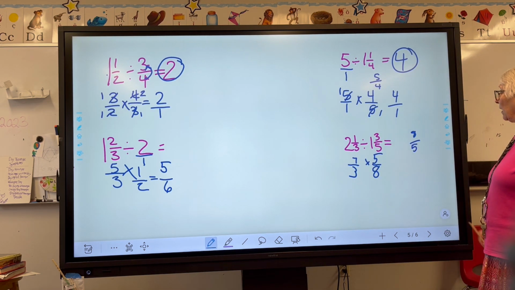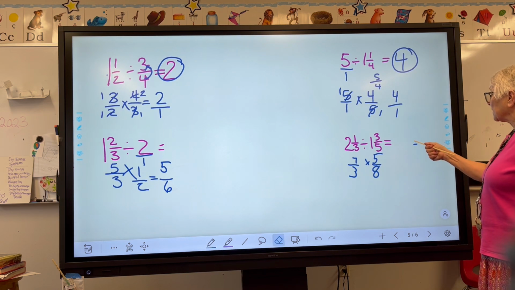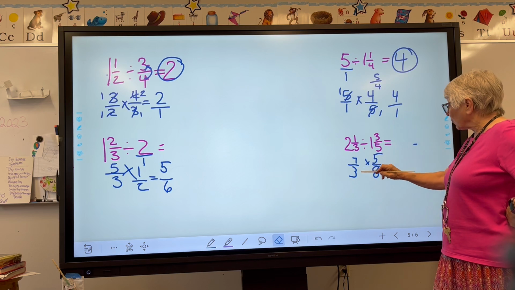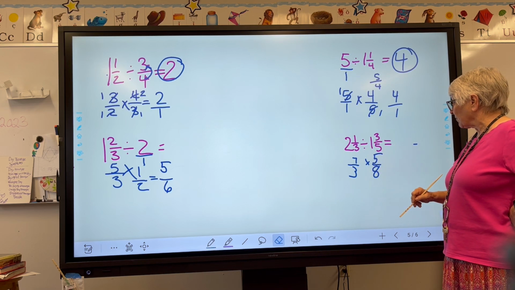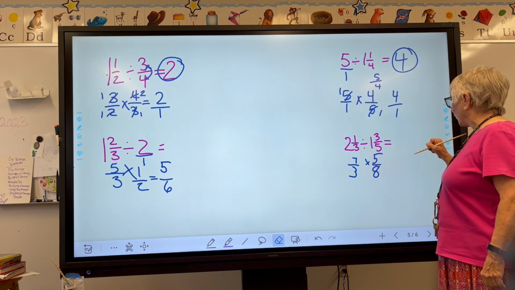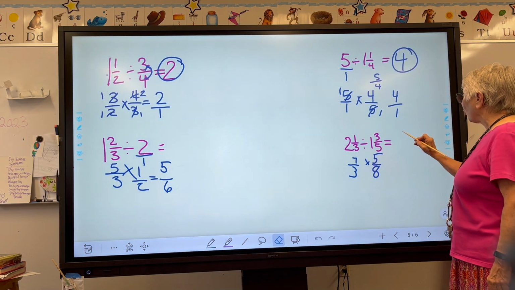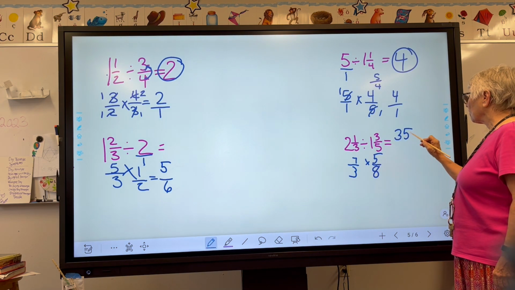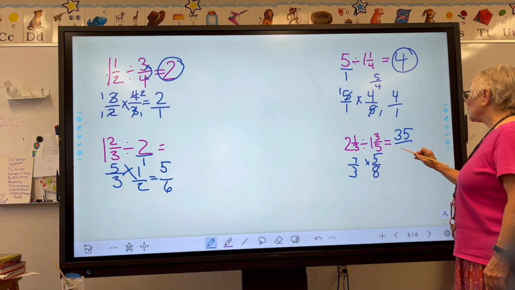Well, there's no pre-canceling that can be done here, because 3 doesn't go into 5 and 3 doesn't go into 7. 8 doesn't go into 7. 8 doesn't go into 5. So that won't work. So we have to multiply across. 7 times 5 is 35. 3 times 8 is 24.